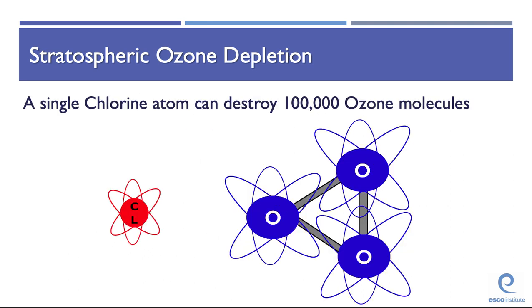A single chlorine atom can destroy up to 100,000 ozone molecules. That is an extremely important number for those of you taking the exam. A single chlorine atom can destroy 100,000 ozone molecules.